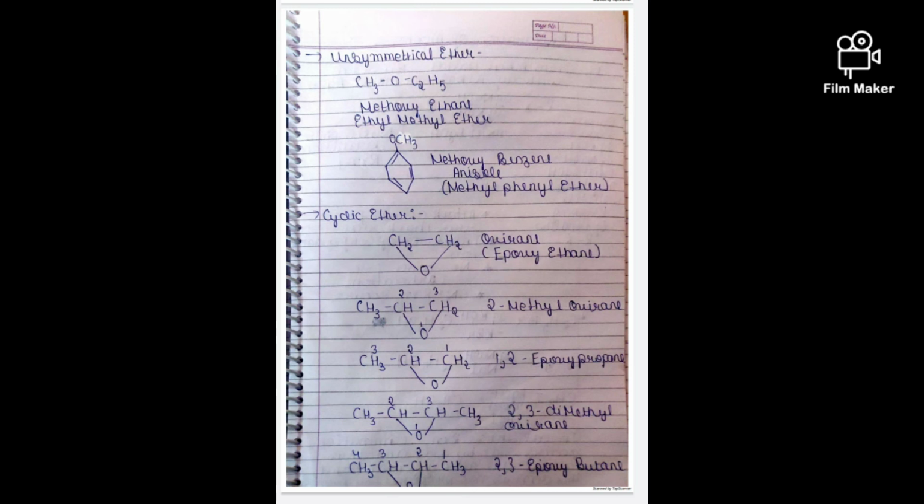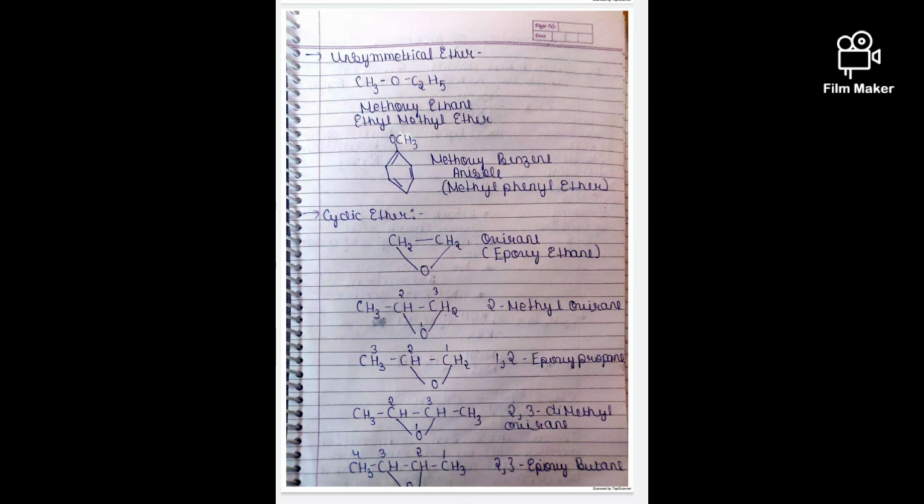Then we have cyclic ethers. Basically, we must know the basics of cyclic ether. In cyclic ether, we have oxirane, which is also known as epoxyethane, as you have seen. Here CH2 is linked with O. Whenever you see this CH2 group, you must write it as oxirane or epoxyethane, as I have given one example here.